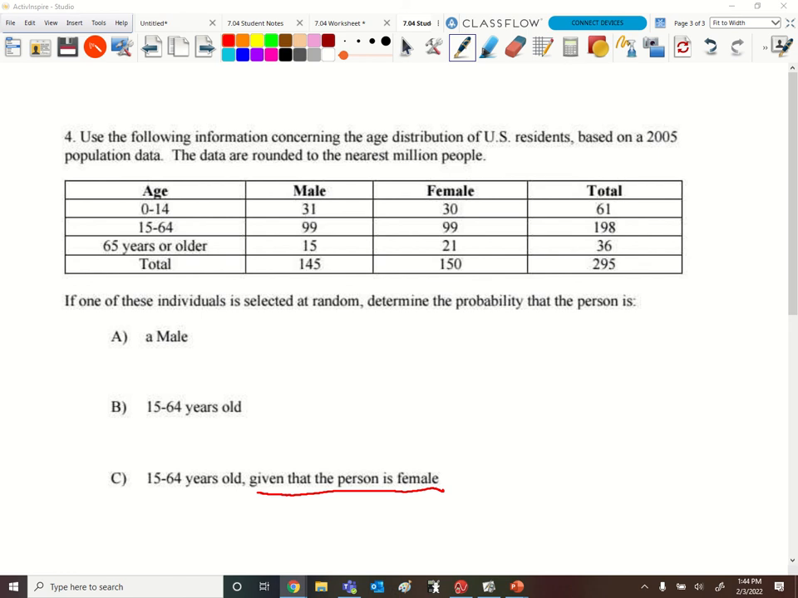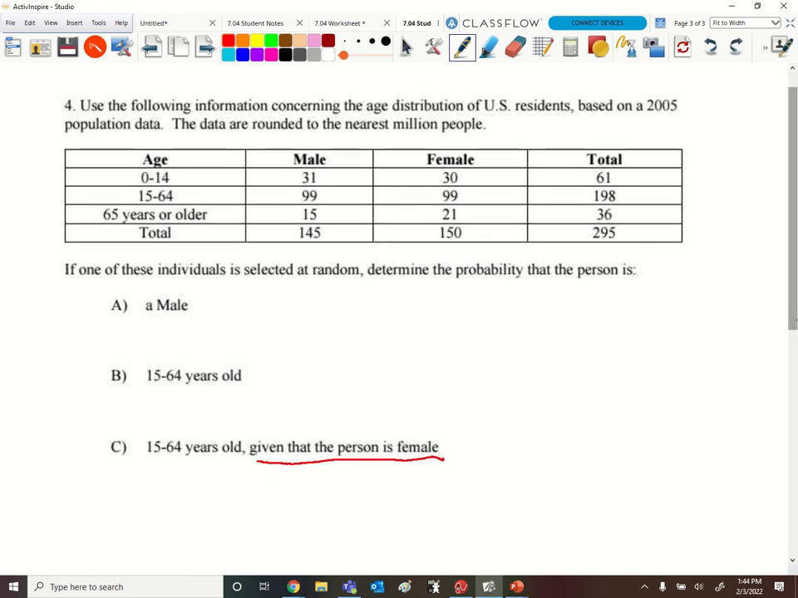Hopefully you guys got at least these three done at this point. So this one right here might be a bit of a stretch because you have to remember what we did on 7.2. Now, one of these individuals is selected at random, determined by probability, and the person is a male. So, how many males do we have? 145 over 295. There you go, and then divide that out. What's that, like 0.49? 0.49. Okay. It's not too bad, right?